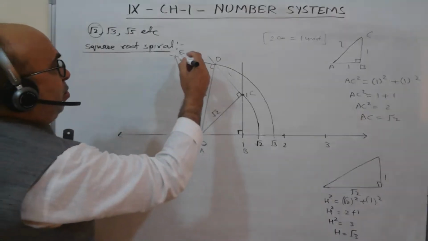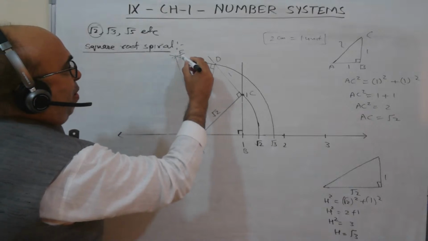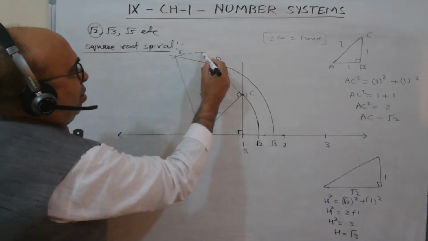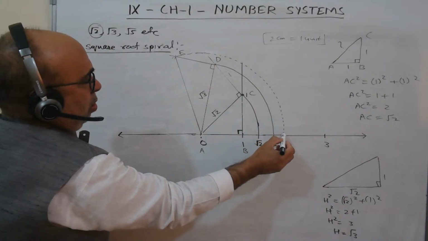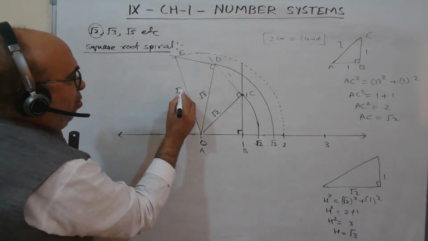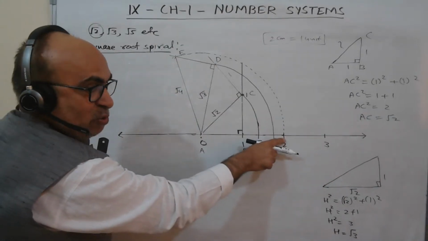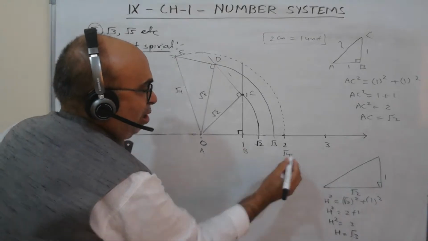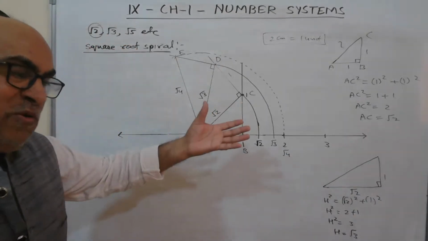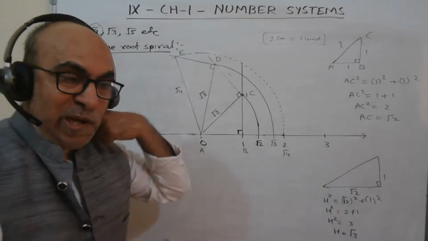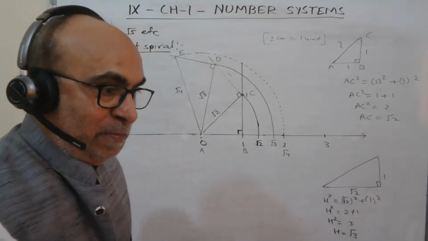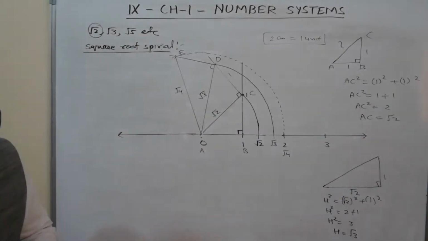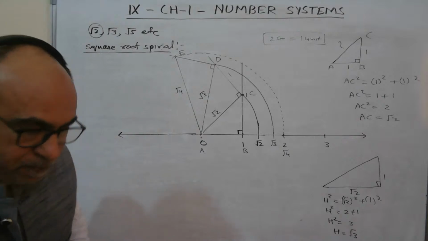And with the help of a compass, if I represent it on a number line, we know this is square root 4 and it is exactly equal to 2. So this represents square root 4. So you continue this, then you are going to get a spiral. This is one activity in chapter 1. So I'm moving to the next thing.